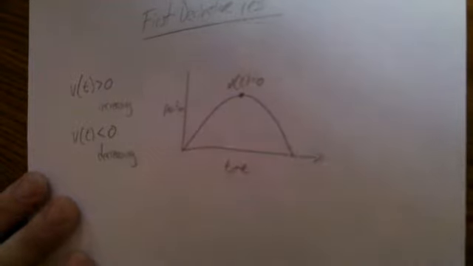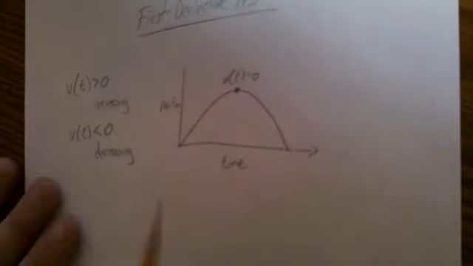So the particle's increasing. If v of t is negative, then your particle is decreasing. If we think of that in terms of a graph, if this is time and this is position, this is the point at which v of t equals 0.